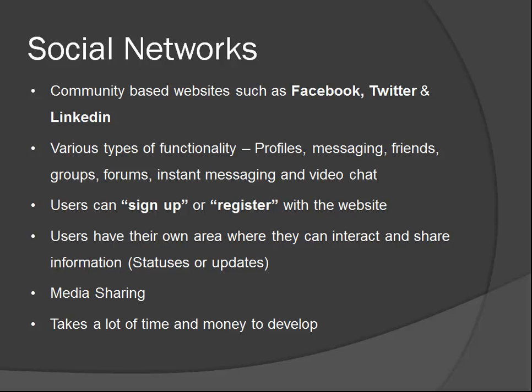Okay, social networks. I'm sure everyone knows what this is. Facebook, Twitter, LinkedIn, and different social networks have various types of functionality. Some of the most common are profiles, some kind of messaging system, friends, groups. For instance, Facebook has groups, LinkedIn has professional groups, forums, which are less popular than they used to be, instant messaging, and video chat. That's not all of them, but those are some of the most common types of social functionality. Users can usually sign up or register with the website and create their own account, and they should have their own area where they can interact and share information.